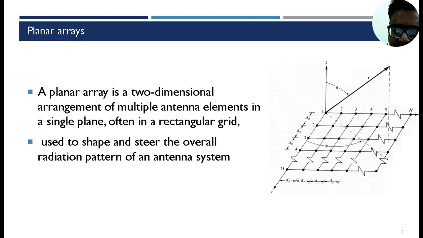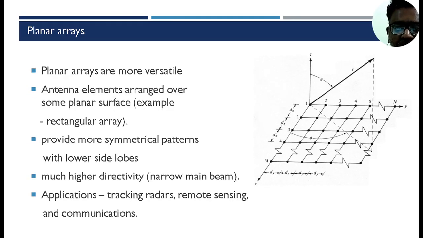Often it looks like a rectangular grid used to shape and steer the overall radiation pattern of the antenna system. So planar arrays are more versatile, with antenna elements arranged over some planar surface, for example a rectangular array. It provides more symmetrical patterns with lower side lobes.